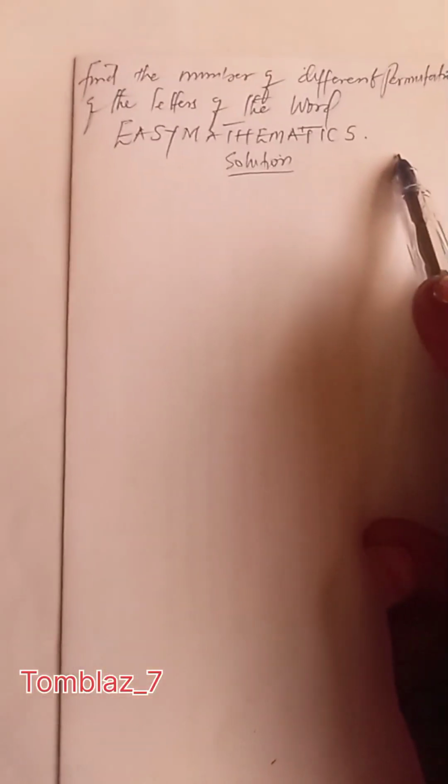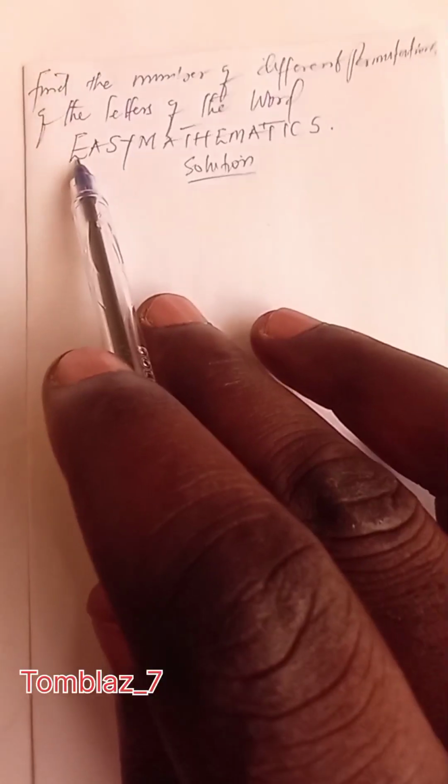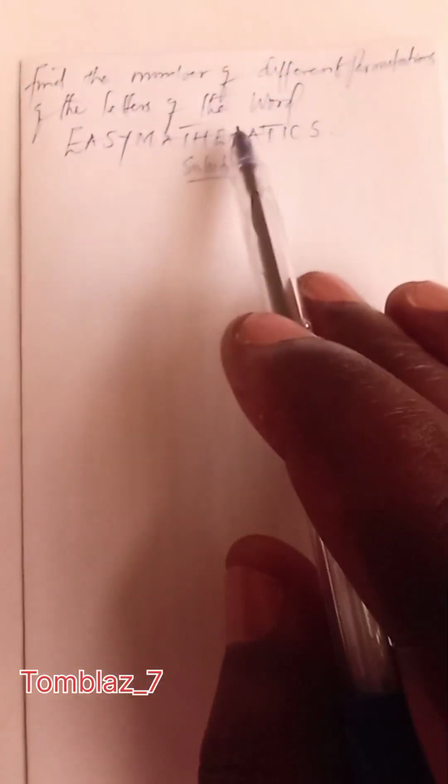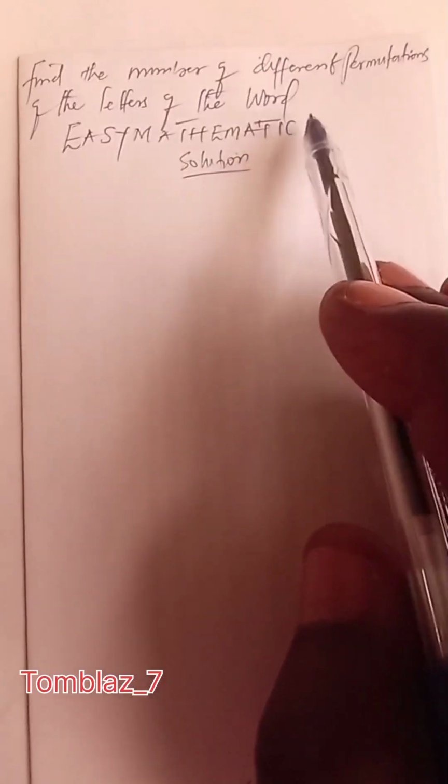So first of all, let's calculate the total letters that are here. Let's say 1, 2, 3, 4, 5, 6, 7, 8, 9, 10, 11, 12, 13, 14, 15. So the total letters is equal to what? 15.